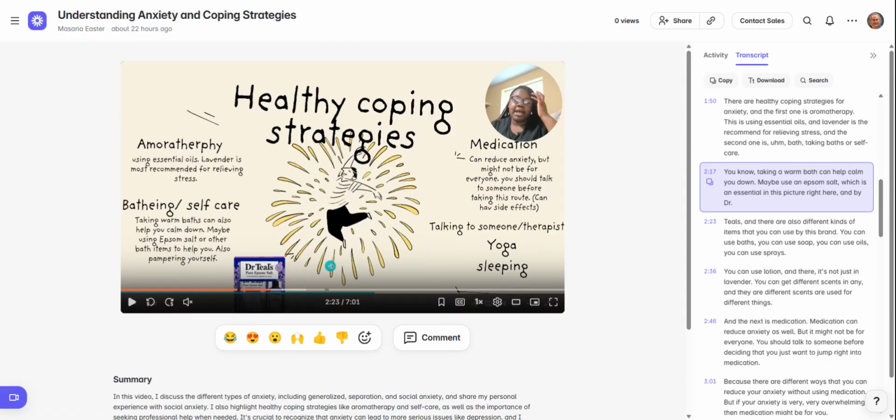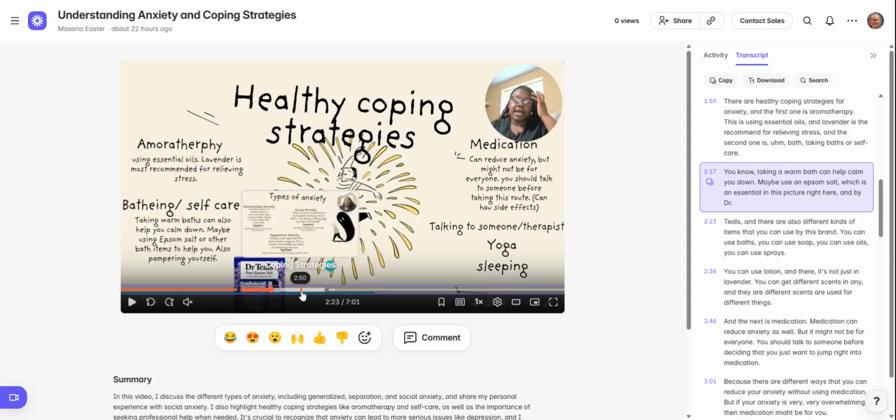Okay, there's some of the healthy coping strategies. So aromatherapy is misspelled, bathing is misspelled. Always have someone double check, if you're not the best speller in the world, to make certain that there aren't too many of them, because this would affect your grade, Mazaria, by at least 1 point.